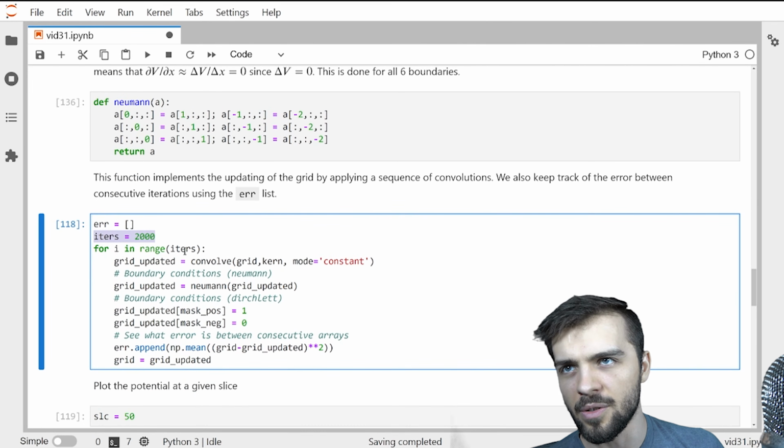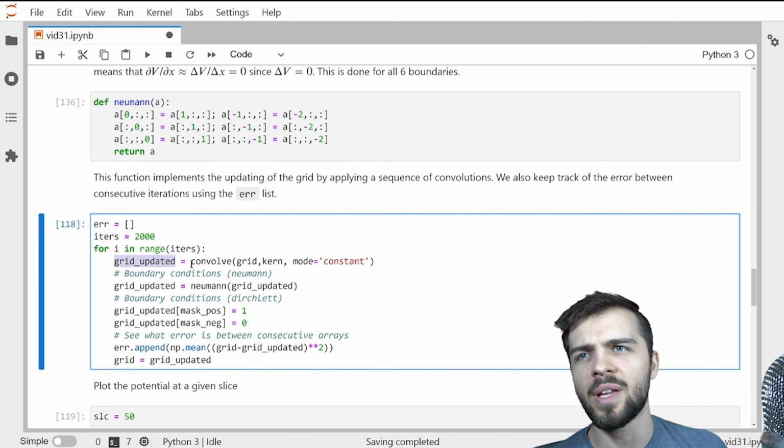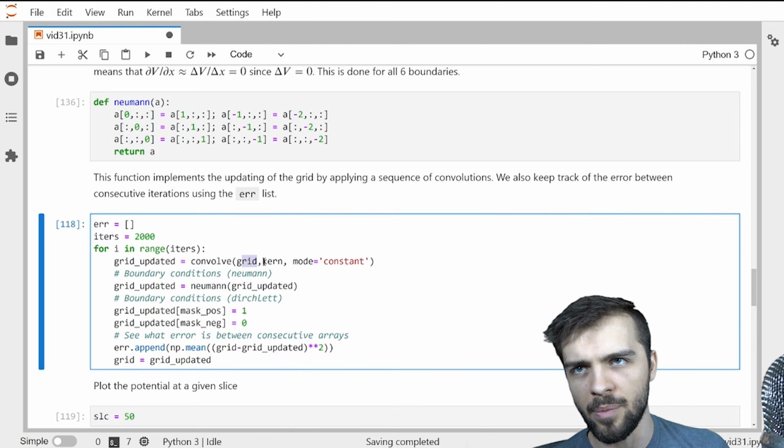I'm going to go for 2,000 iterations. All I do in each iteration is get my new updated grid, and I just convolve my old grid with the kernel that I have above. I set mode equals constant.